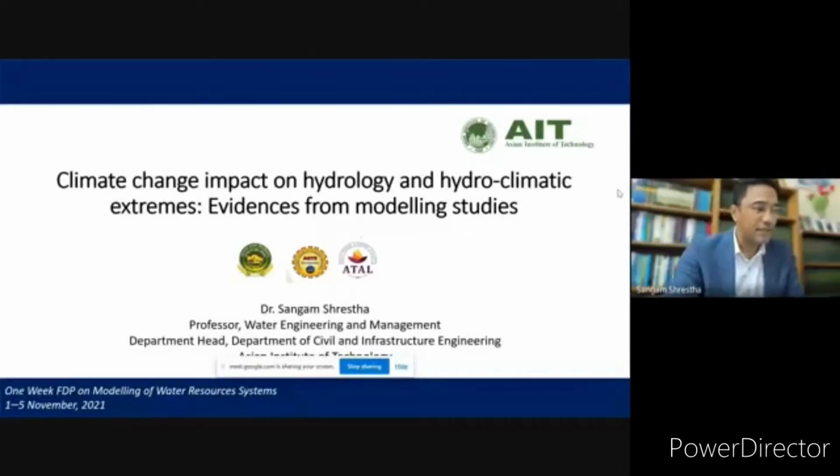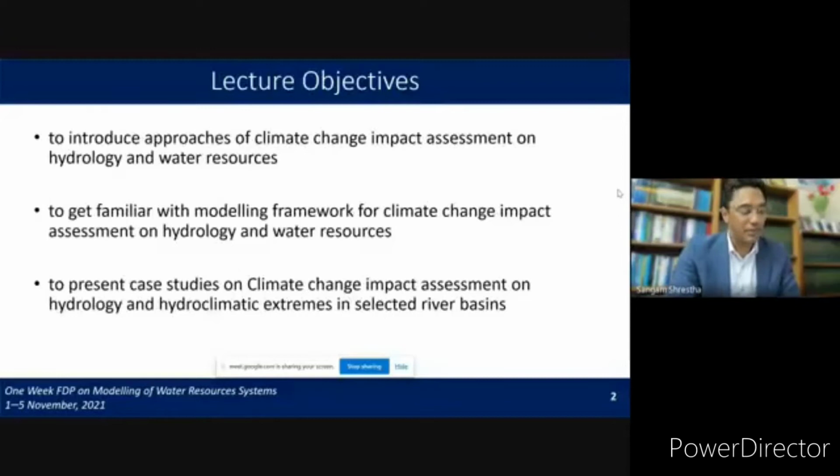The title of the lecture is Climate Change Impact on Hydrology and Hydro-climatic Extremes, Evidences from the Modeling Studies. The main objective of this lecture is to introduce the approaches available for climate change impact assessment on hydrology and water resources. I will also introduce the modeling framework to assess the climate change impact on hydrology and water resources through a few case studies that some of my students and I have conducted in master's and PhD theses and some of my project works.